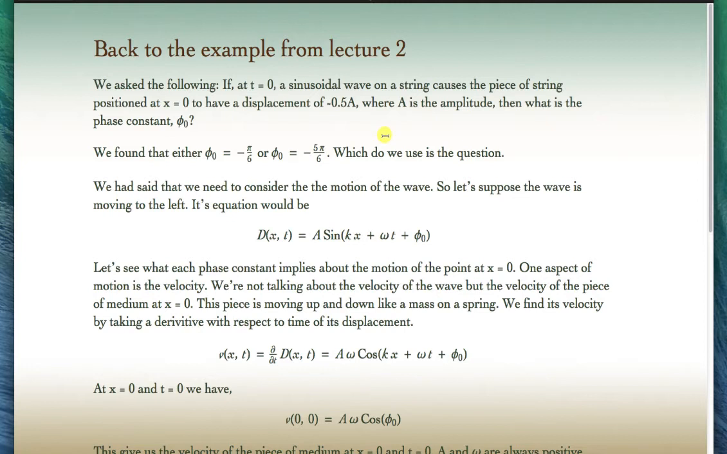What is the phase constant? Well, we found that it could be two things. It could be negative pi over 6, or it could be negative 5 pi over 6. Which of these are we going to use? Which one do we want to use?